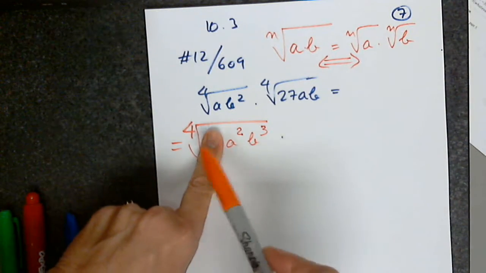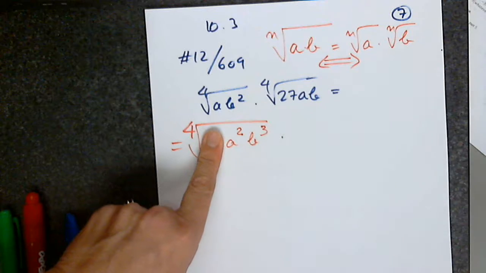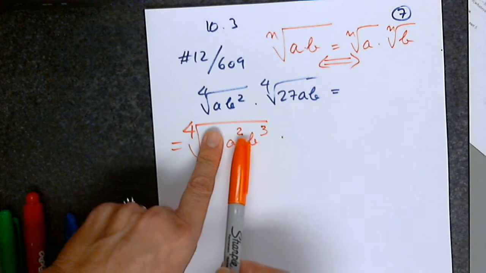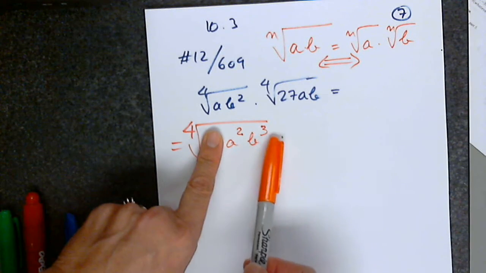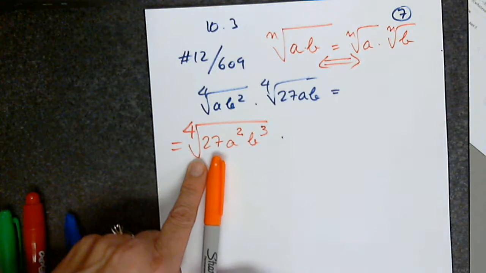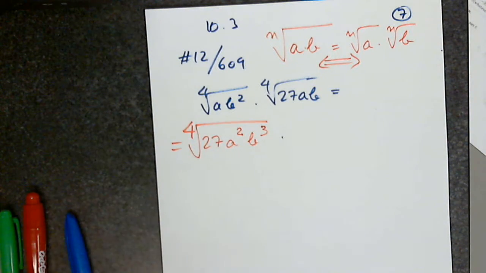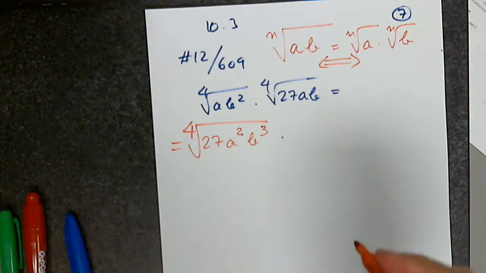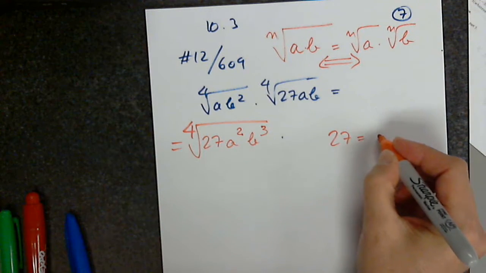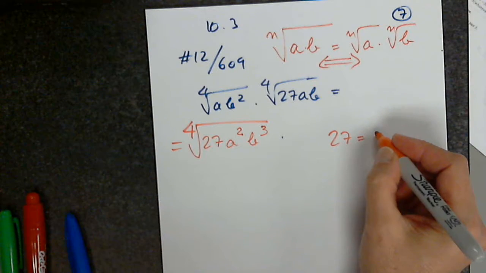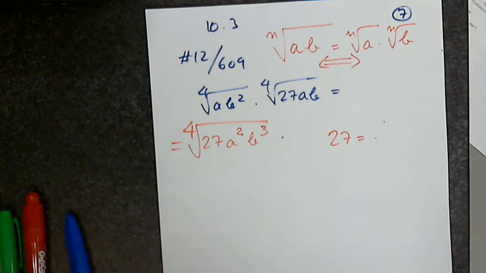If I didn't have this in here, was it fully simplified? Yes, because the power is 2, the index is 4, power 3, index 4. But I also have to look at 27 to see if there is something that I can simplify there. But it happens that 27 is the same as, I want the base and the power.